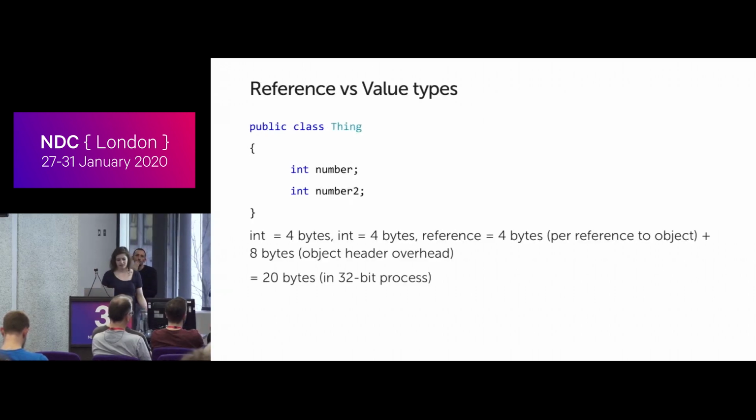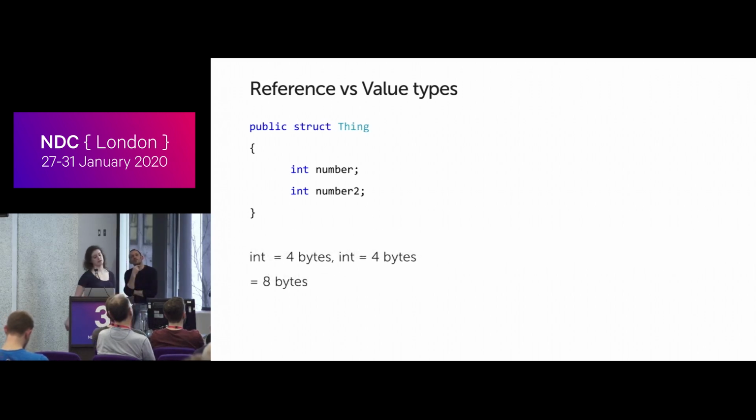Another really important thing to consider is reference and value types. In C# in a 32-bit process, a class will use up 20 bytes of memory. That's 8 for the data, 4 for the pointer to that data on the heap, and 8 for the object header on the heap. If you instead use a struct, which is a value type, you will only use up the memory needed for the data.